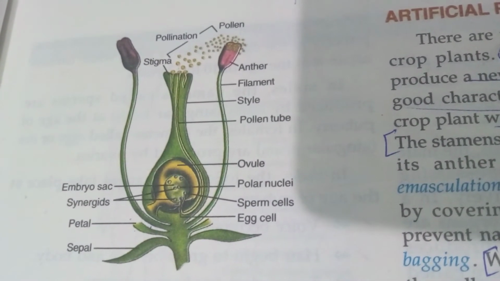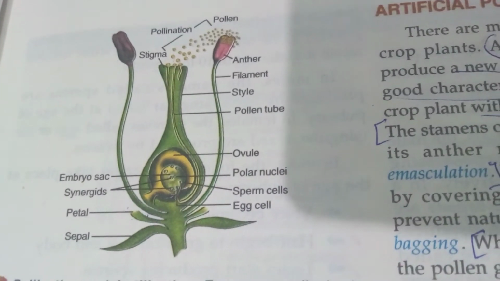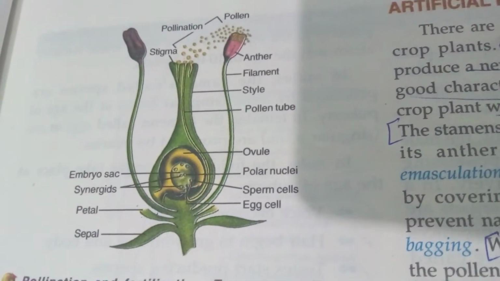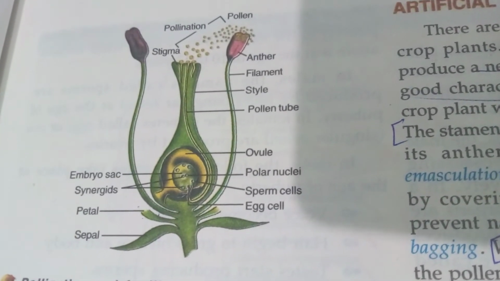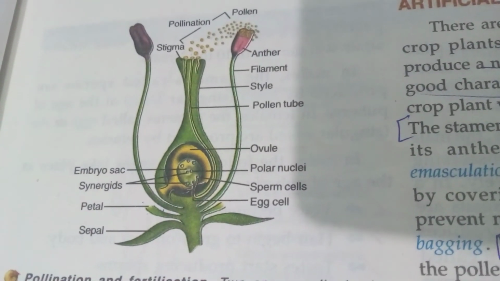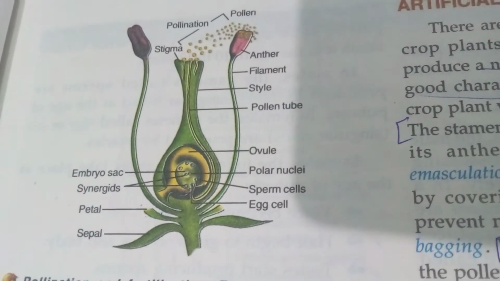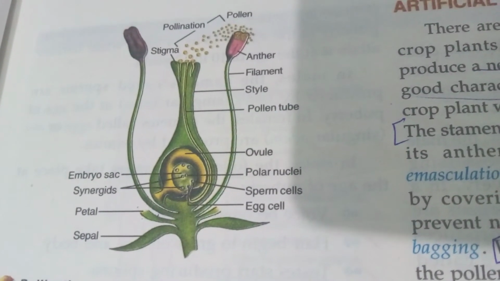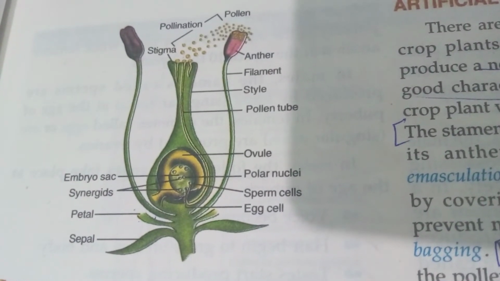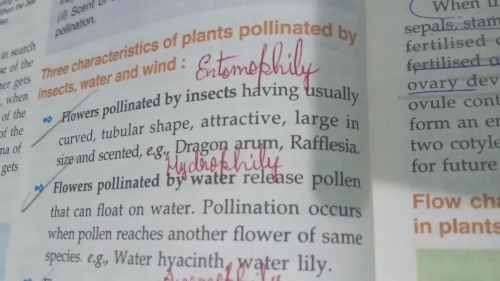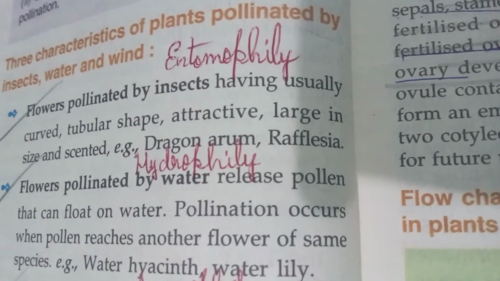We were discussing pollination, self-pollination and cross-pollination. Pollination, as we have already studied, is the transfer of pollen grains from the anther to the stigma of the same flower or different flowers but of the same species. Flowers are pollinated by the agents of wind, insects, animals, water, then humans also. Got it?